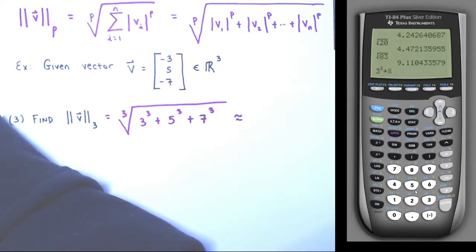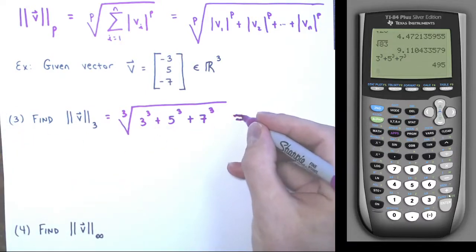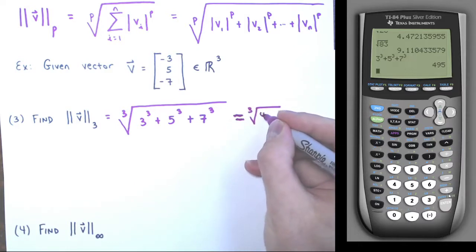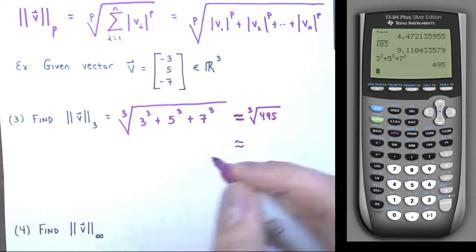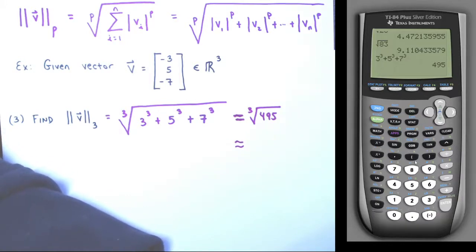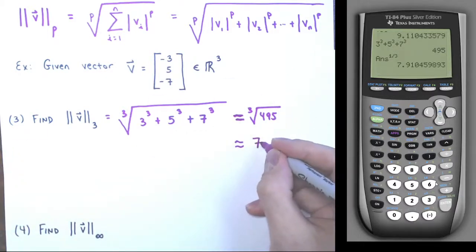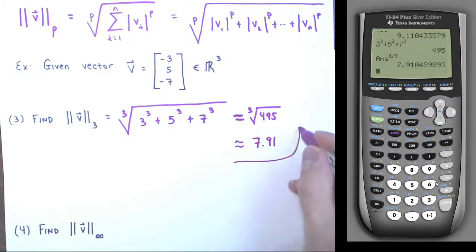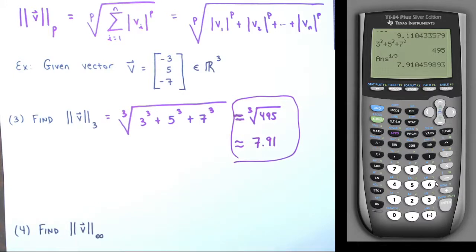3 cubed plus 5 cubed is 125, plus 7 cubed is 343. So we're getting the cube root of 495, which is approximately... somebody just take this number here and raise it to the 1/3 power, right? Remember, raising to the 1/3 power is the same as the cube root, just like the half power was square root. So that's about 7.91 units. So there's the 3 norm of this vector.